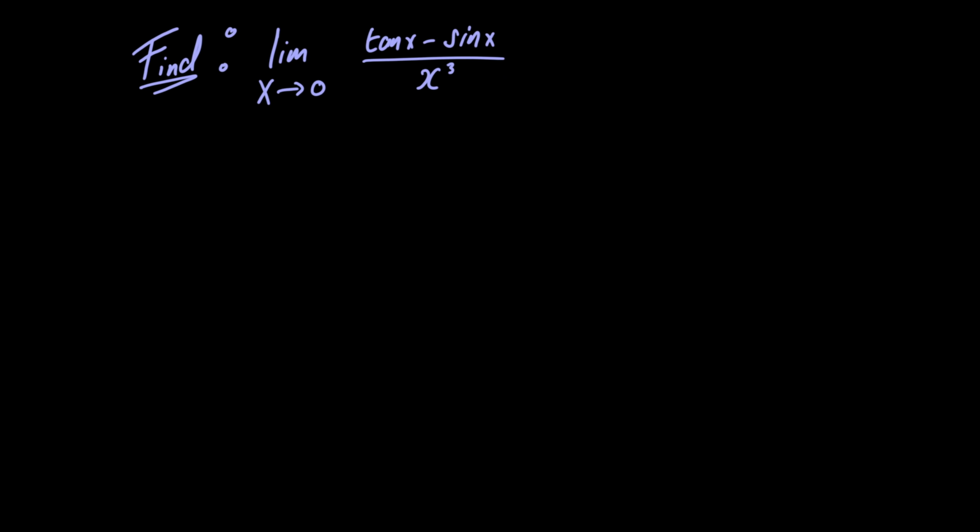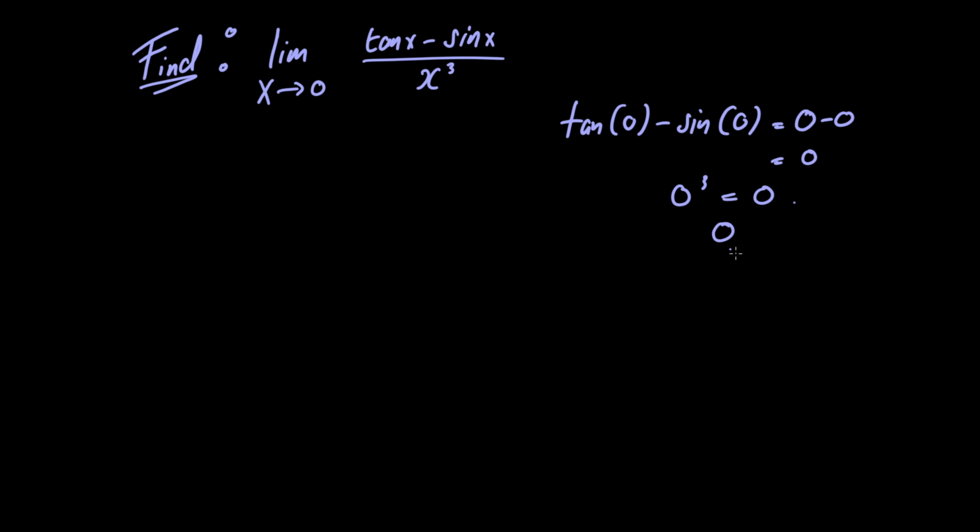Hey everyone, in this video we're going to figure out what the limit is as x approaches 0 of tangent of x minus sine of x divided by x cubed. Now if we were to just let x go to 0, in the numerator we would have tangent of 0 minus sine of 0, which is just equal to 0 minus 0, which is of course 0. And in the denominator we would have 0 cubed, which is also just equal to 0.